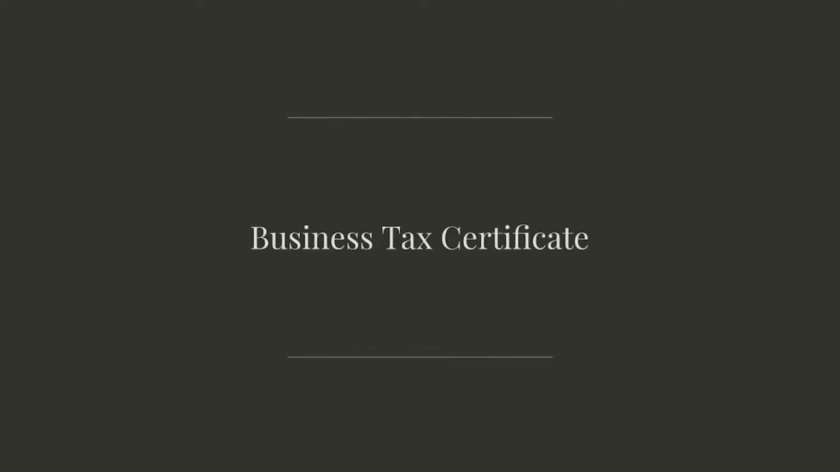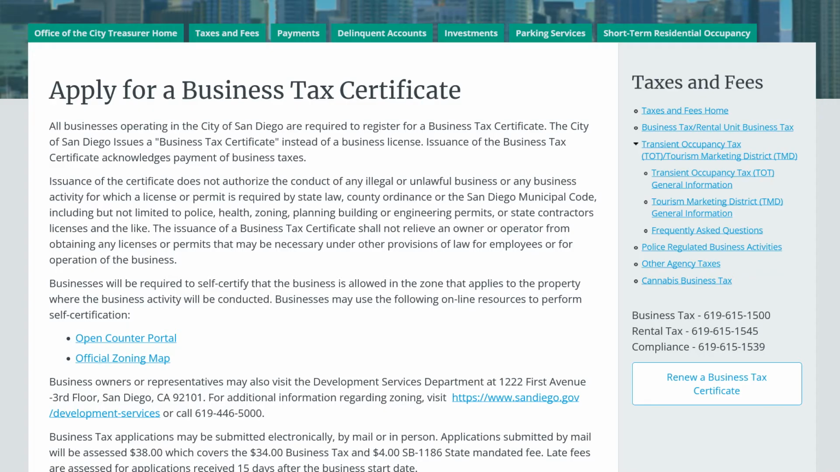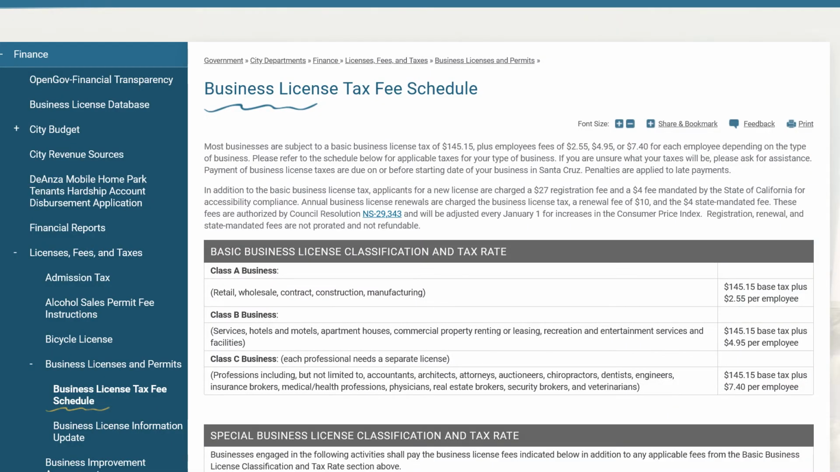The first type of tax is your business tax certificate. Now, this is also known as a business license. However, the purpose of this business license, which is actually called a business tax certificate, is to pay taxes to your city. This is an annual tax registration which differs from city to city. It can range anywhere from $50 up to $200 approximately, depending on which city you are in. Your business tax certificate is going to be renewed annually with your city.